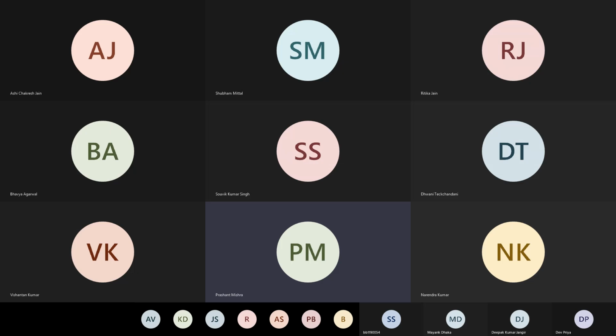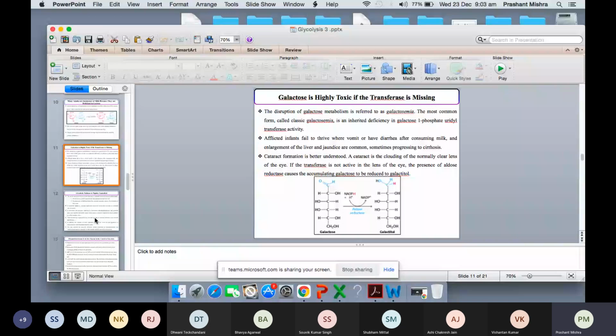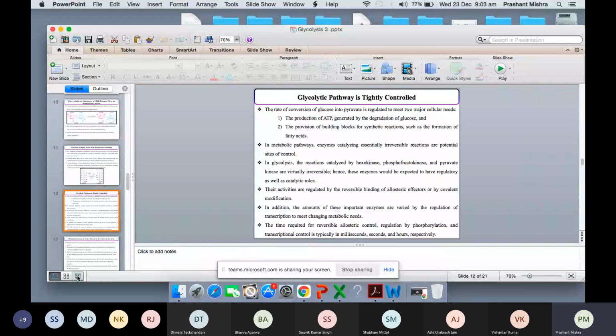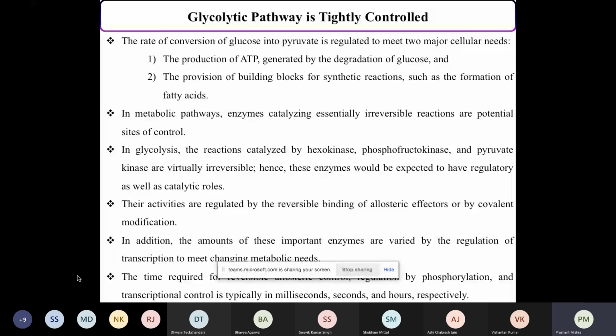Discussing more details how the glycolytic pathway is controlled. So here, what you are seeing is that the glycolytic pathway is tightly controlled. And the process by which it can be controlled is that there are three irreversible reactions. One is hexokinase, another is phosphofructokinase, and the third one is pyruvate kinase.